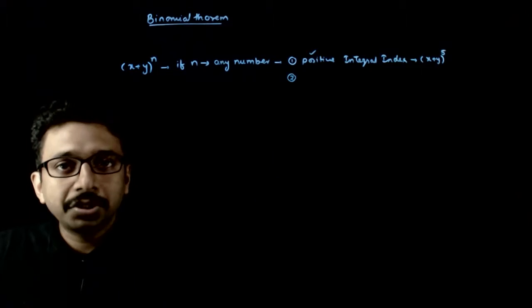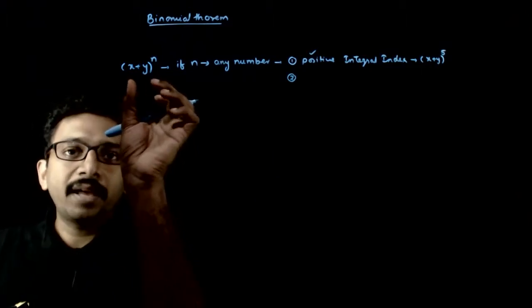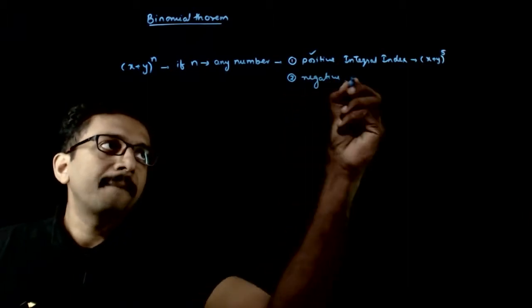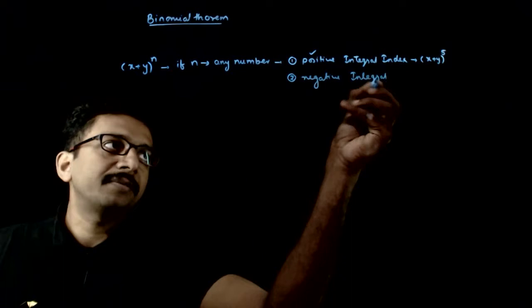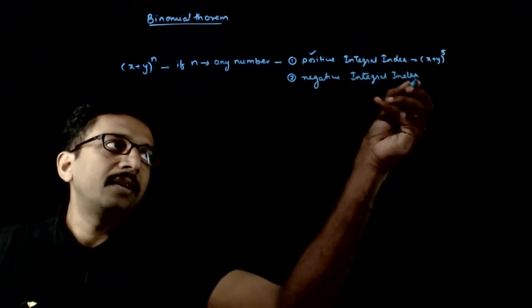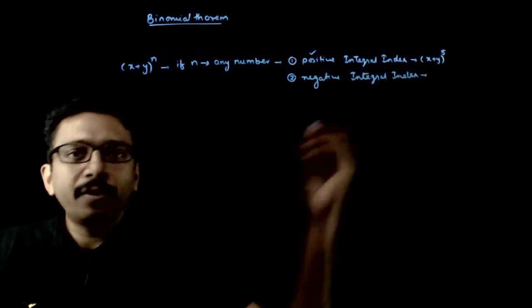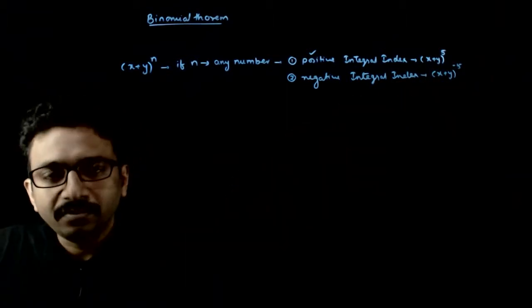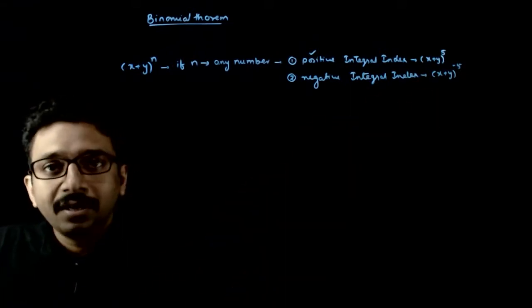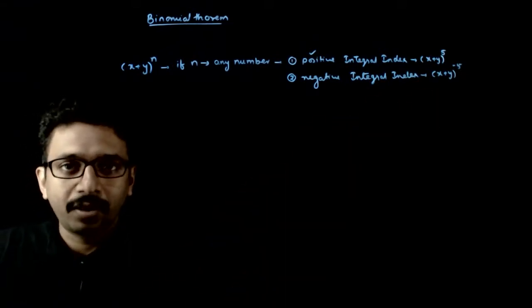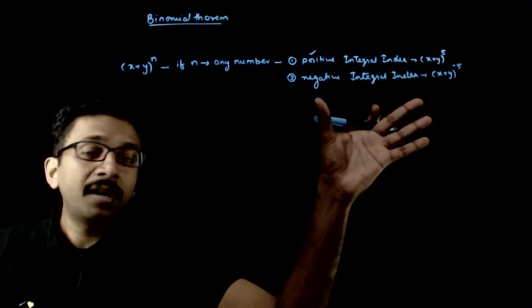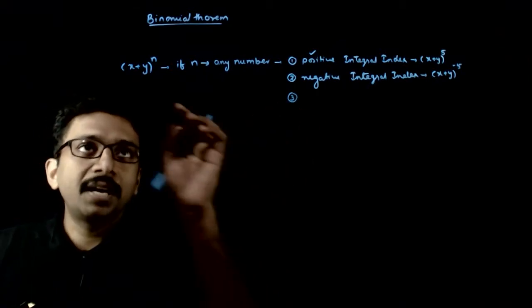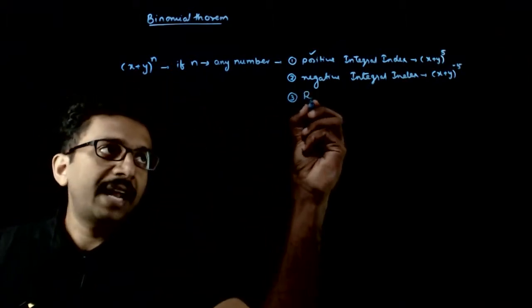And after that, you'll also understand how to expand (x + y)^n for negative integral index, that is, you will be able to expand something like (x + y)^-5 also. So this has not been done for you in lower classes. This is the thing that you learn newly in 11th class. And lastly, you will also understand how to expand (x + y)^n for rational index.